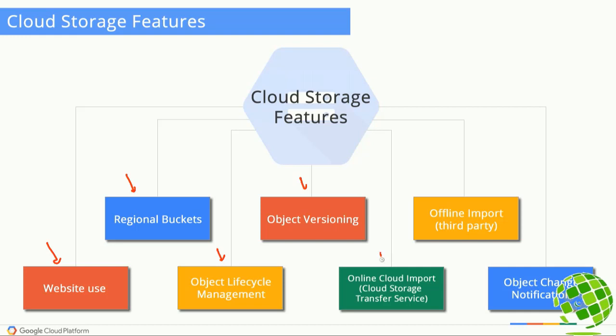We also have an online cloud import known as the Cloud Storage Transfer Service that allows us to take data and bring it in to Cloud Storage. So we specify a source, and that source can be an Amazon S3 bucket, it can be a list of URLs, or it can be another Google Cloud Storage bucket. It makes it very easy for us to get data into Cloud Storage from wherever it may be.